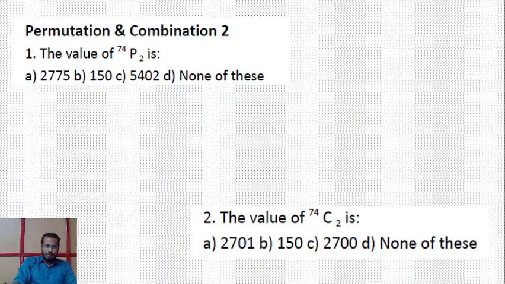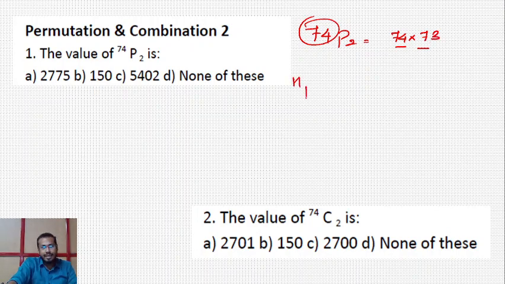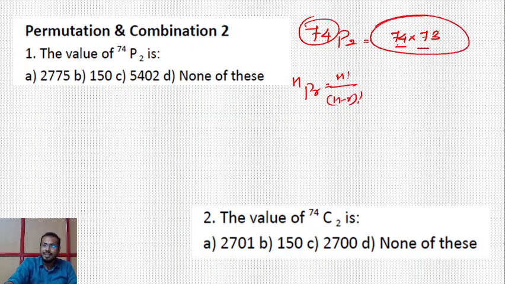The value of 74P2. How can we write? There are only two places, but 74. So 74 into 73. This is the easiest way. Instead of using the nPr formula, n factorial divided by (n minus r) factorial, you can write like this. Okay. So 74 into 73 is the answer.